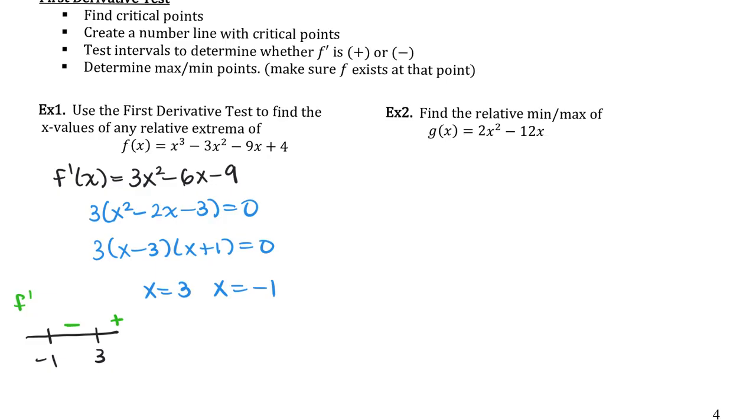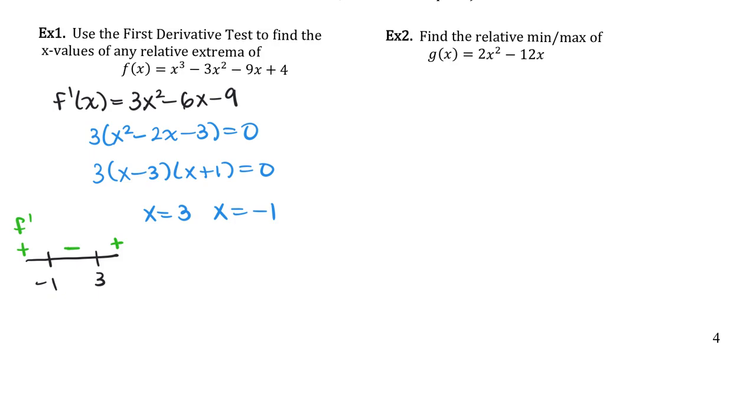Okay, let's plug in a number lower than negative 1. How about negative 2? Again, I can plug it in here. I'm going to plug it in the factored because it's easier. Okay, if I plug in negative 2, I have 3 times negative 2 minus 3 is negative. Negative 2 plus 1 is negative. So 3 times negative is also going to give me a positive value.